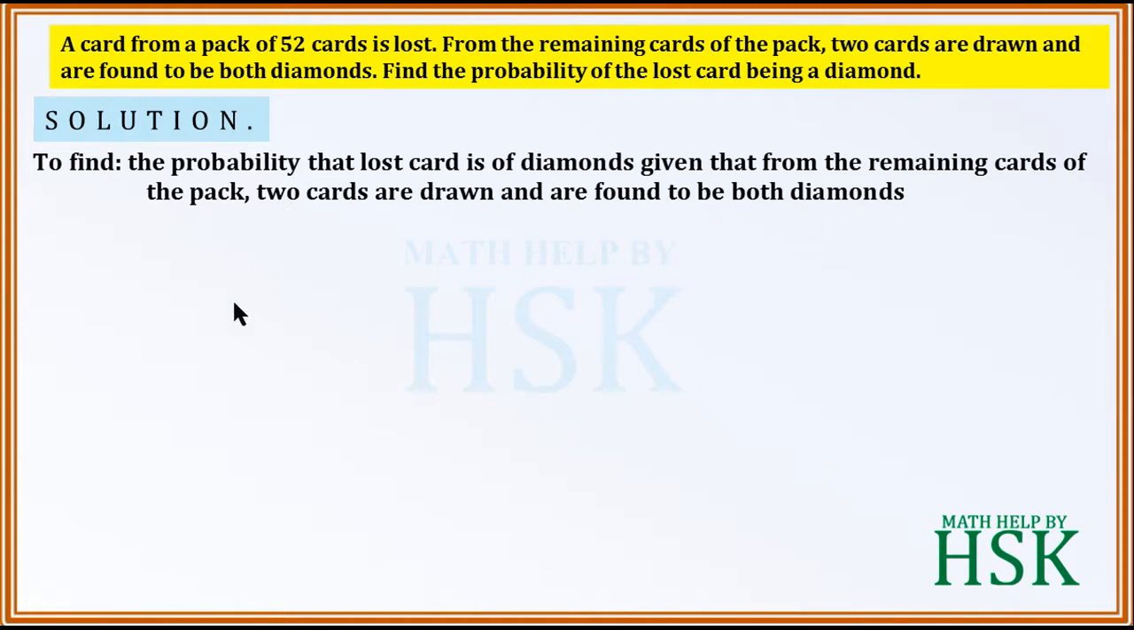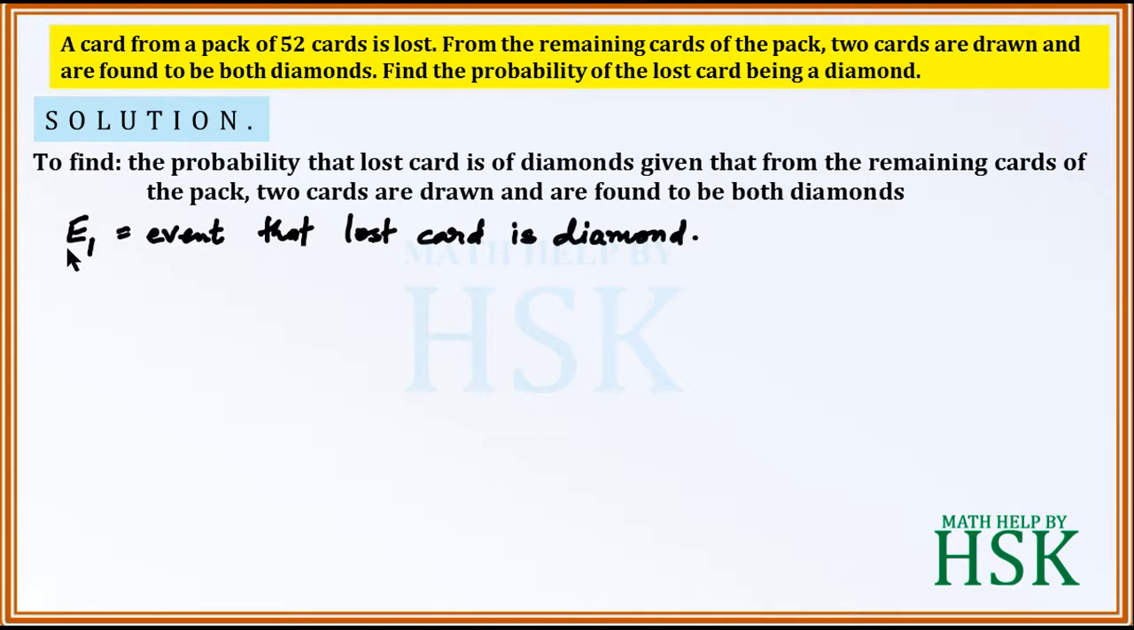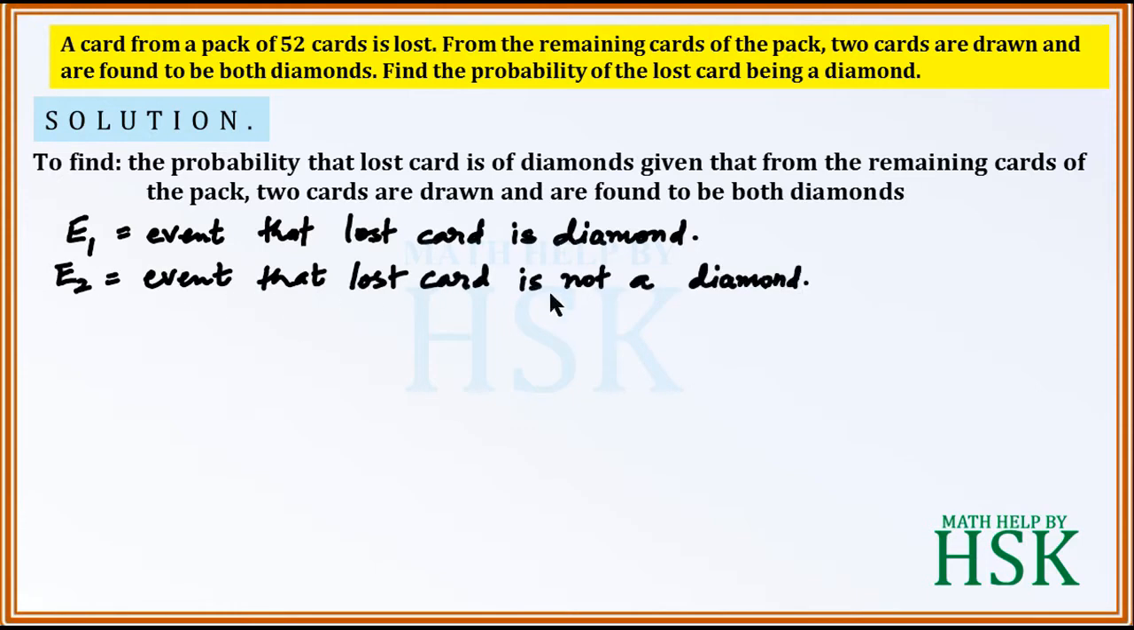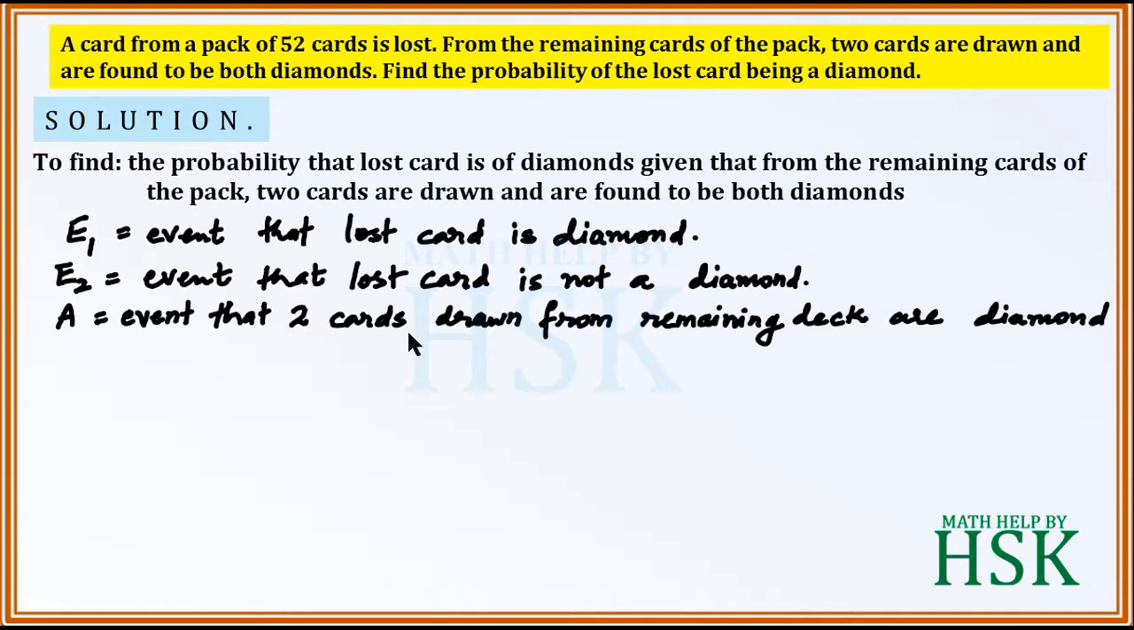Now to solve this question, we first assume E1 to be the event that the lost card is a diamond, E2 the event that the lost card is not a diamond, and A the event that 2 cards drawn from the remaining deck are diamonds. That is, from the remaining 51 cards we draw 2 cards, and the cards drawn are diamonds. So these 3 events we consider.